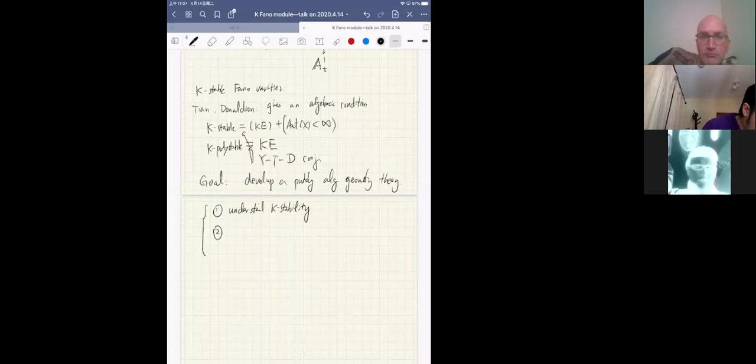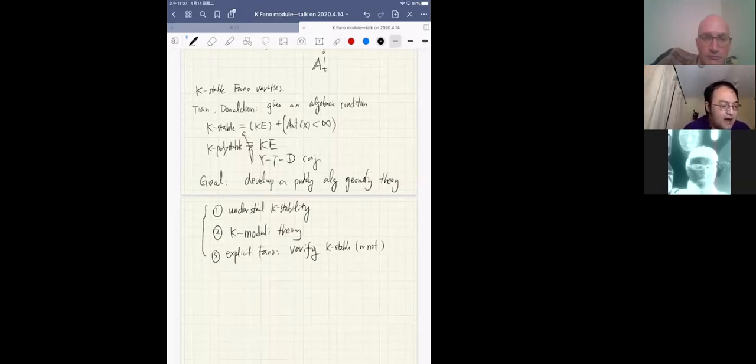But then the second question is we want to construct the K-moduli theory. So that's my title. And the third one is basically we want, for explicit Fano, to verify K-stable or not. I mean, usually to verify that K-stable, it's a harder direction. So these are the three guiding questions. In the last 5 years, there has been tremendous progress along all of them. And of course, the study of them are related to each other.